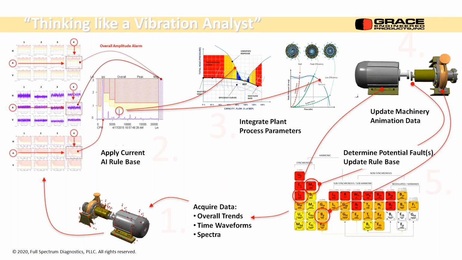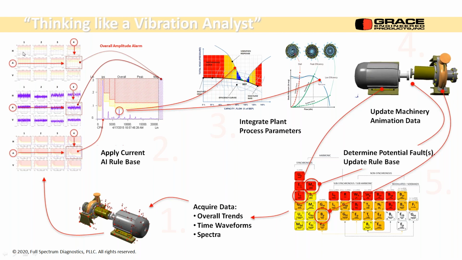Okay, we're acquiring data, we're doing overall trends, we're doing time waveforms and spectrum at selected positions on the machine. Minimum, we want to have a Grace transducer, they're triaxials. We'll put one on motor outboard, motor inboard, pump inboard, pump outboard. Okay, basically at every bearing. You want an X, Y, and Z response. So what you'll get is 12 measurements.